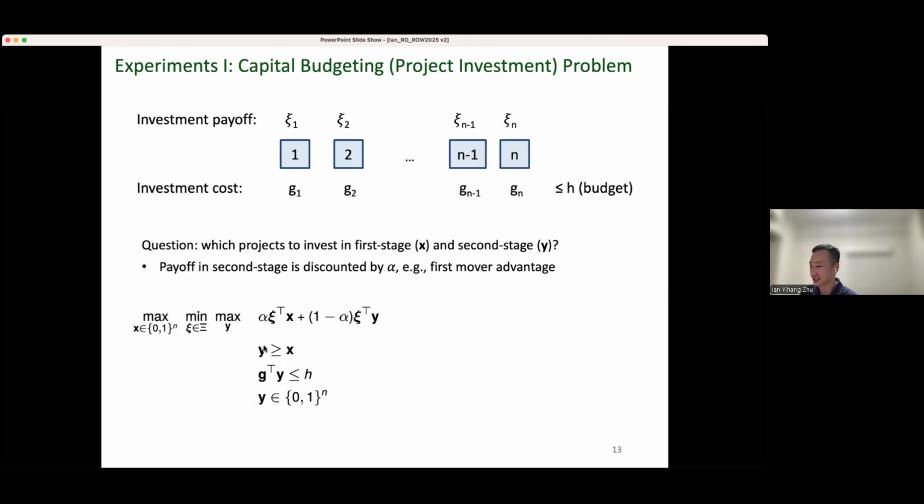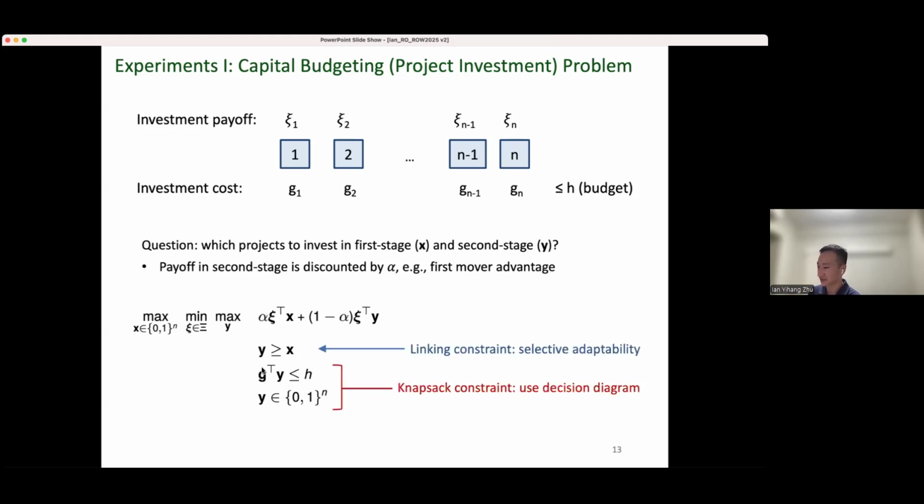And this is a constraint that says, if I invest in a project in the first stage, by definition, it has been invested in by the time I get to the second stage. And this is the objective that shows that if I only invest in something in the second stage, then I get a payoff that's 1 minus alpha, so it's discounted by alpha. If I look at the structure, this linking constraint between X and Y satisfies our selective adaptability condition. These are constraints that don't depend on X, so these are constraints that we can use a decision diagram to reformulate.